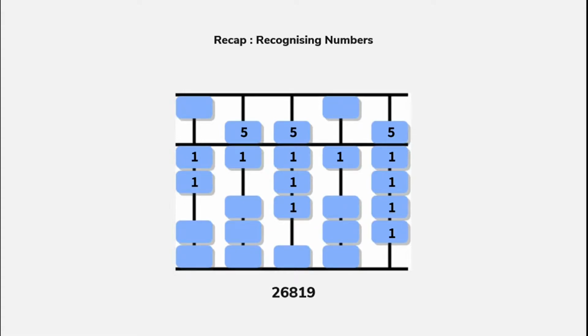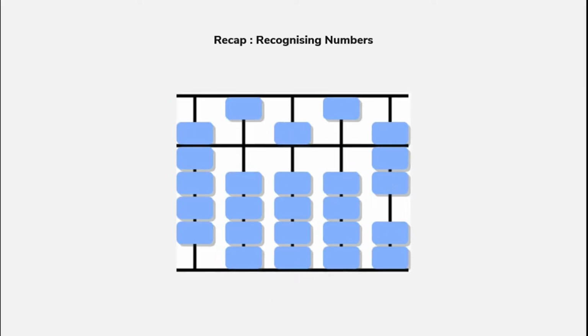If your answer is 26819 or 26,819, you are correct. There is a value of 2 in the 10,000s place, a value of 6 in the thousands place, a value of 8 in the hundreds place, a value of 1 in the tens place, and a value of 9 in the ones place. Lastly, please figure out what the last abacus is showing.